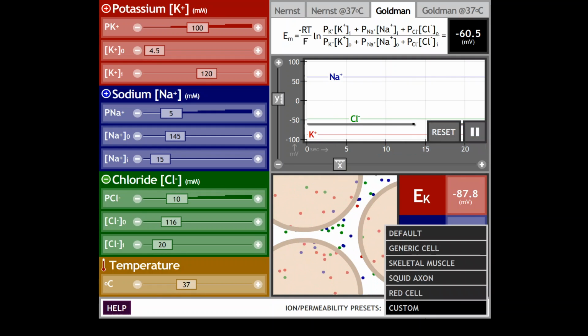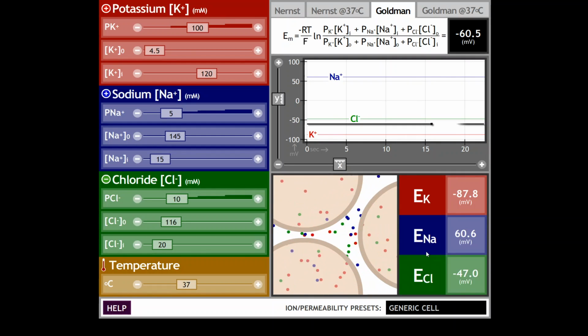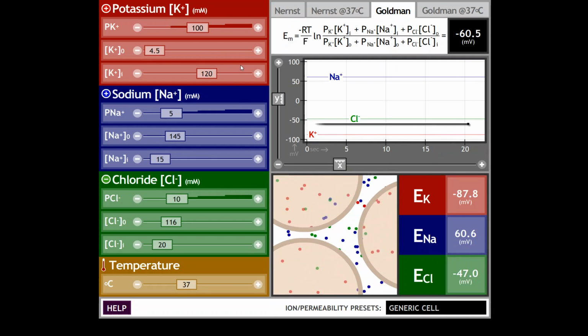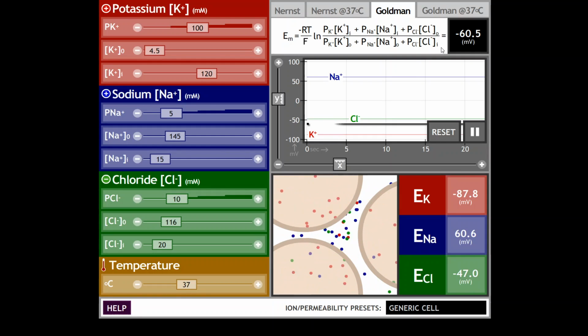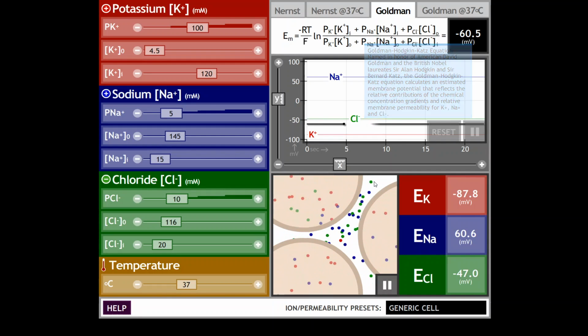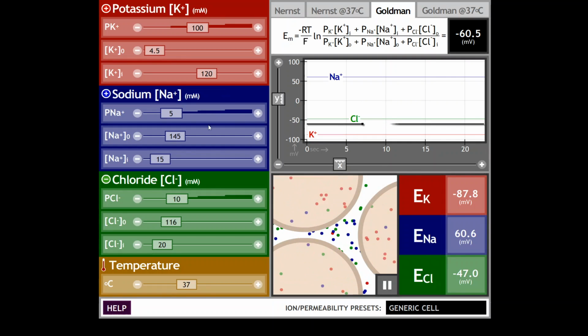Here it is for potassium. Again, we can adjust these. Let's start again at the generic cell values, and we can move them around. But then it calculates for us what the membrane potential would be given the concentrations over here and the permeabilities, which now you can slide around.